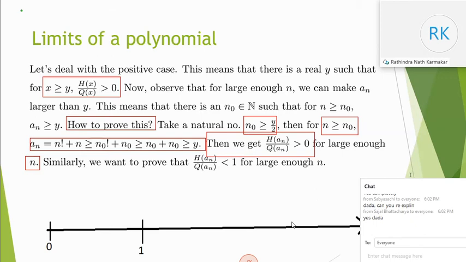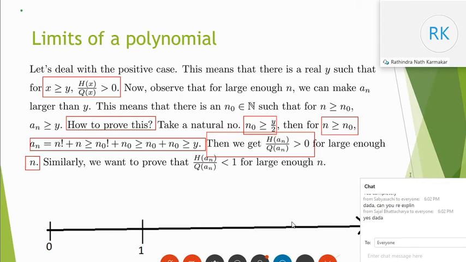And by our assumption, that is greater than or equal to y. That means we have made n greater than or equal to y. So for n greater than or equal to n naught, n is greater than or equal to y. And if an is greater than or equal to y, then just look at the first expression in the red box. For x greater than or equal to y, h of x by q of x is greater than 0. So now an is greater than or equal to y, just substitute x equal to an.